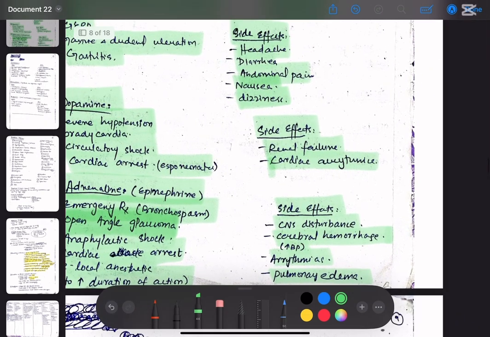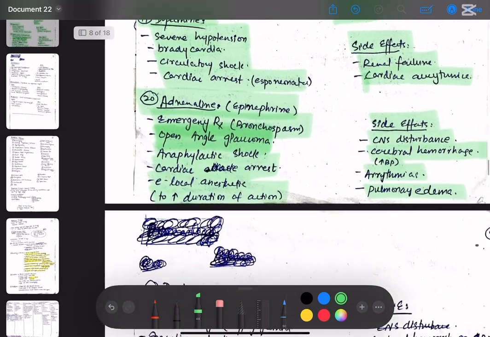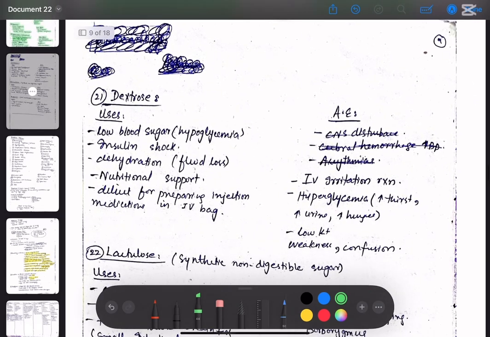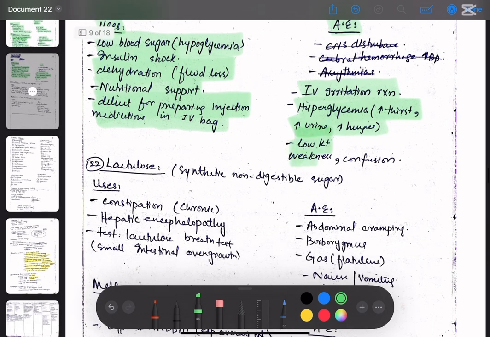Okay, so the next one is dextrose. The uses are low blood sugar, that is hypoglycemia, insulin shock, dehydration, that is fluid loss, and nutritional support, and it is used for preparing injection medications in intravenous bags. Adverse effects are intravenous irritation reaction, hyperglycemia, that is increased thirst, urine, and hunger, low potassium, weakness, and confusion.